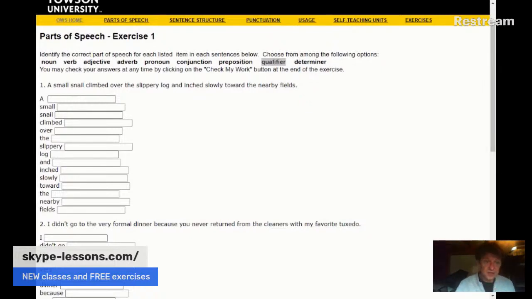Okay, so and is a conjunction because it joins things together. And here it's joining 2 verb phrases. Yeah, a small snail climbed, blah, blah, blah, blah, blah, and inched.